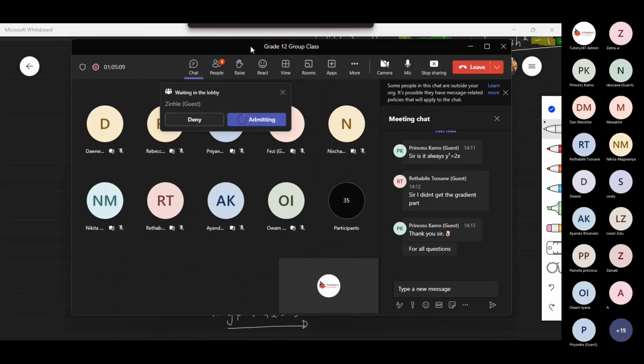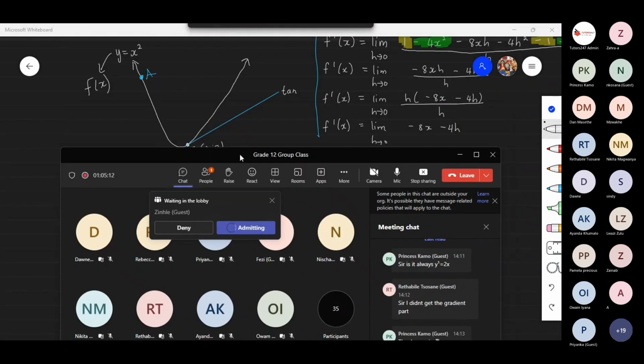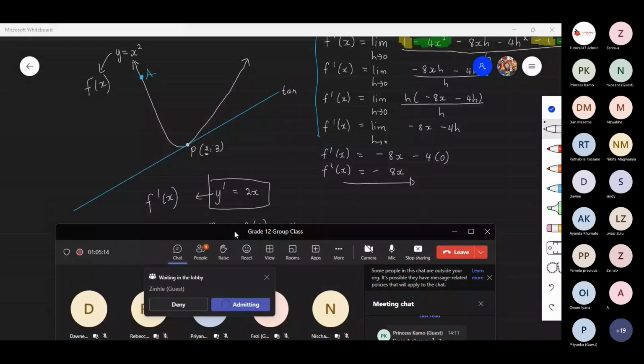Oh, for all questions. OK, no. Then if it's for all questions, no, you do not use y prime equals 2x. You use the specific derivative associated to that function that is given.